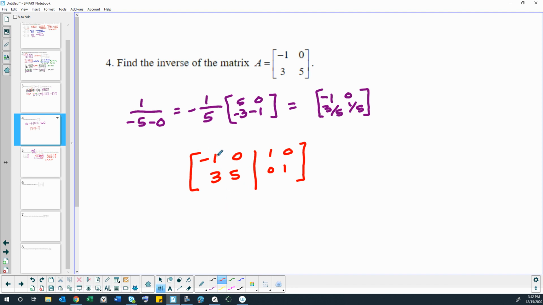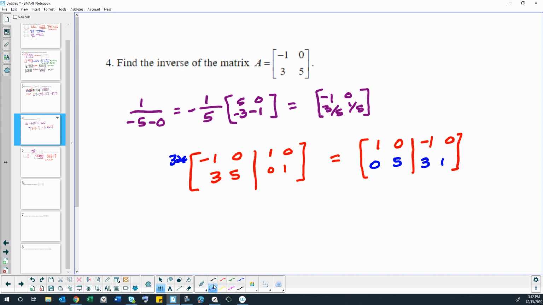So right now we already have a 1 here, so I'm just going to multiply that top row by negative 1 to turn that into the values I need it to be. Look, that already matches my inverse. Then I need to get a 0 down here. So to do that, I'm going to multiply this by 3. So 3 times negative 1 plus 3 is 0. 3 times 0 is 0 plus 5 is 5. And then 3 times 1 is 3 plus 0 is 3. And 3 times 0 is 0 plus 1 is 1.